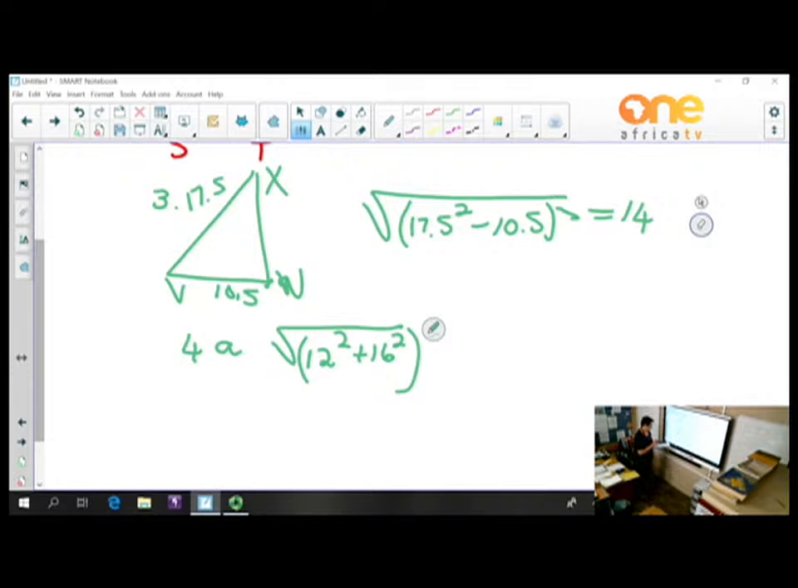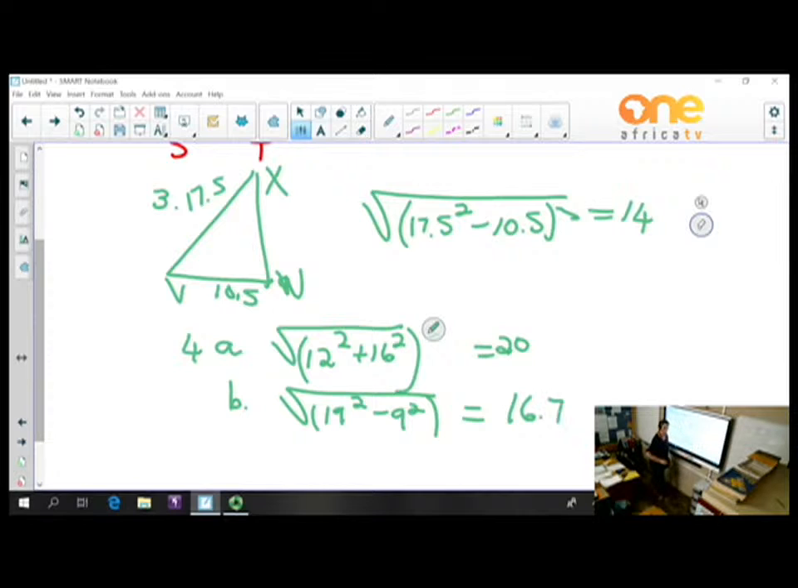So on our calculators, square root, brackets, 12 squared plus 16 squared, close, is equal to, and this one's answer, x is 20. The next one, number b, now I'm going to subtract because I want the other side. So it will be 19 squared minus 9 squared. So it's the square root of 19 squared minus 9 squared, close, is equal to, and I have 16.3.